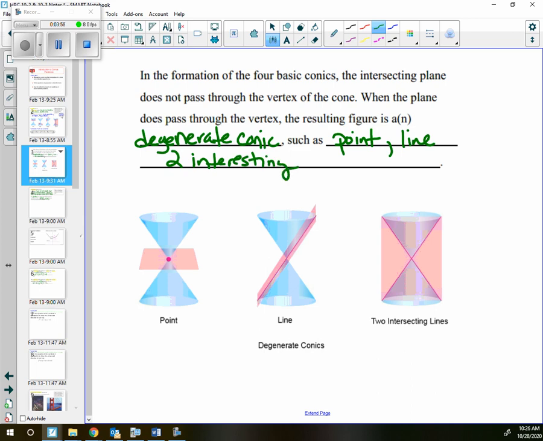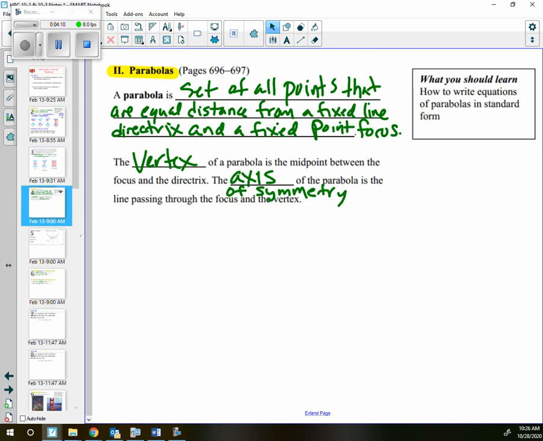So it can't go through the vertex of the cone at all, otherwise it's not a conic section. That's what they call the degenerate one. Just realize that when we're looking at these, we're talking about our big 4. All right, so let's talk about parabolas. I'm going to do parabolas and ellipses today.